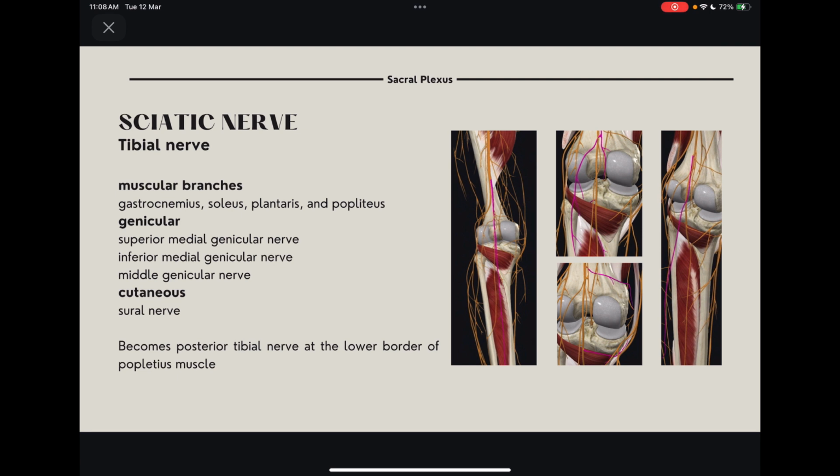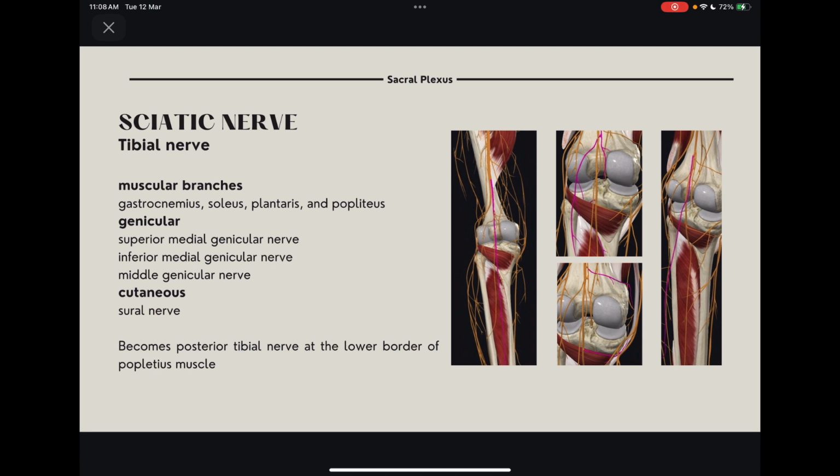So again, the sciatic nerve initially starts off entering the greater sciatic foramen under the piriformis muscle. It doesn't divide in the gluteal region, but it continues in the posterior thigh, gives muscular branches, articular branches for the hip, and divides in the popliteal fossa to give the tibial and common peroneal nerves.